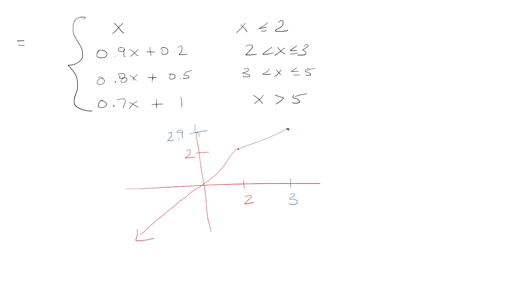Okay, so it's continuing from this x value 3. And we're going to have slope 0.8. So something like that. And if I plug in 5, so 0.8 times 5 is 4, plus a half is 4.5. And finally, it's equal to 0.7x plus 1. If x equals 5, this is 3.5, plus 1 is 4.5. So it's going to continue something like this. So this is our graph.